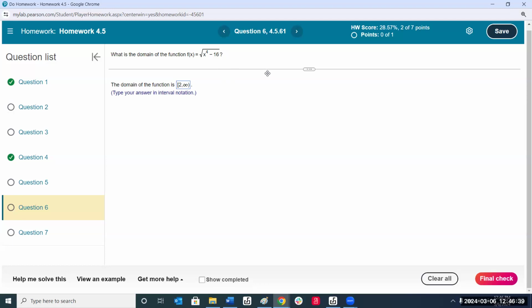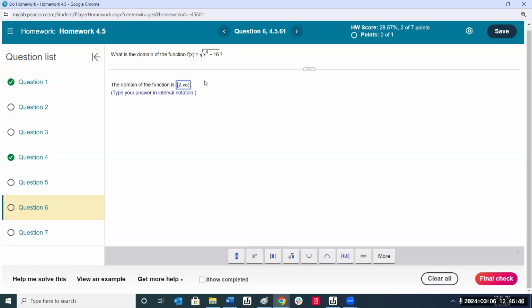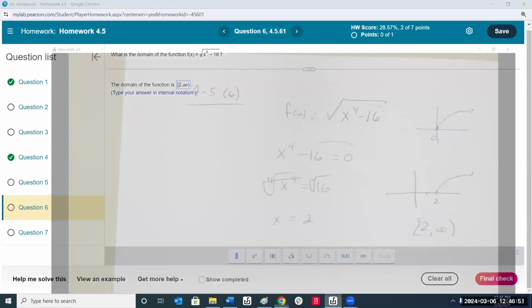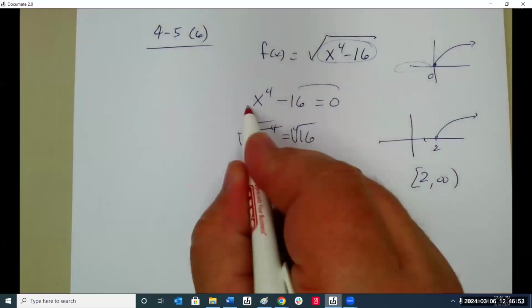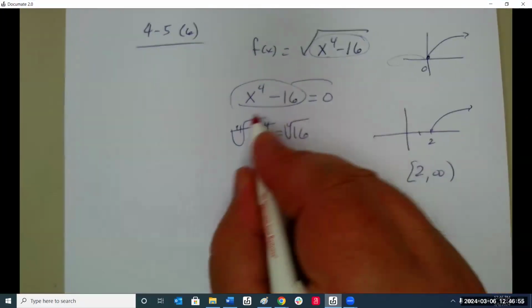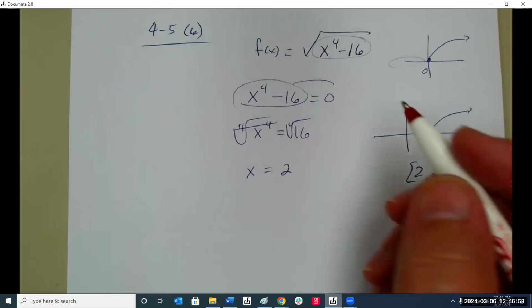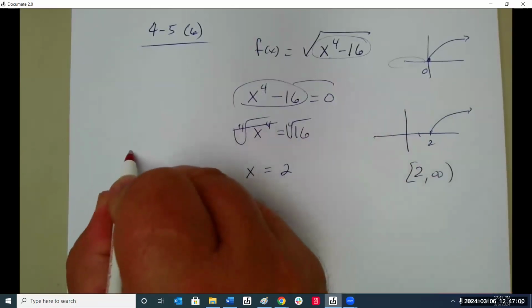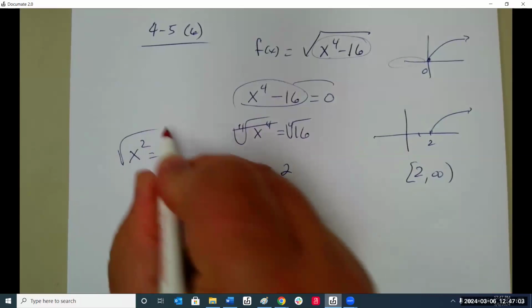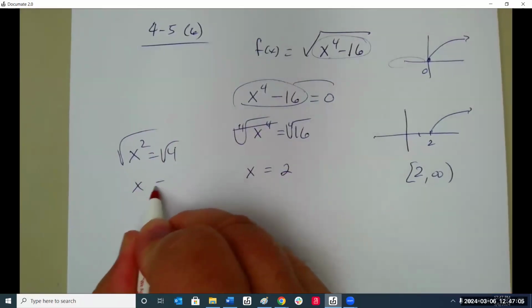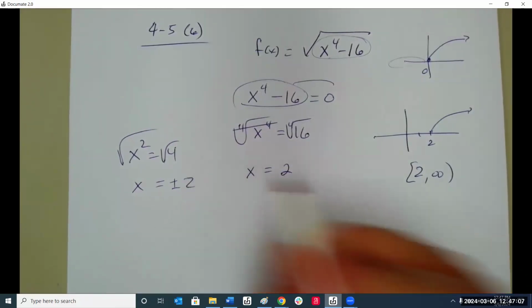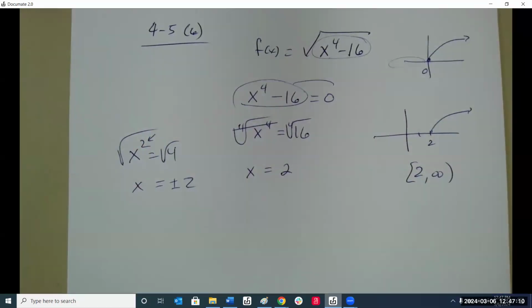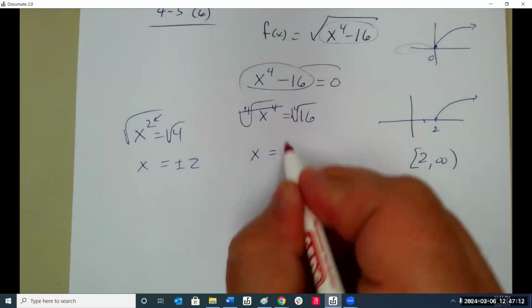Well, it's a good point, because we have -2 also, -2 to negative infinity. That's a very good point. You have that because it's an even function. Very good. Because this is an even function, whenever you take the square root, you have to put a plus or minus in front of the answer because it's an even root. Well, same thing here.